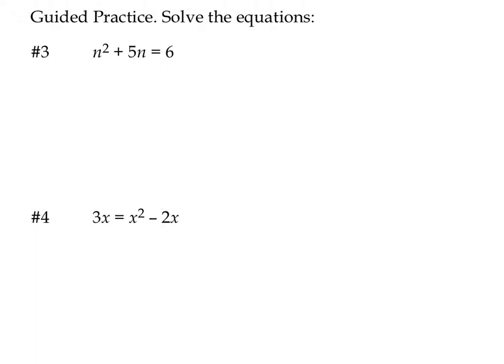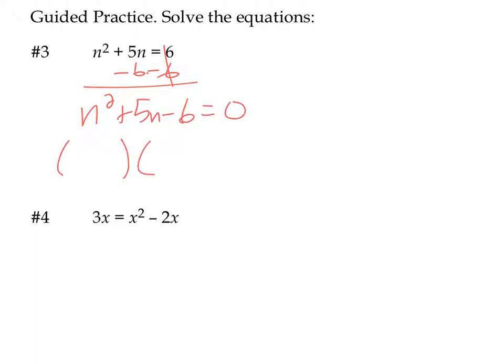In this first example, problem number 3 there, to be able to factor this, we need to get it set equal to 0. So we need to subtract 6 on both sides. When we do that, we'll have n squared plus 5n minus 6 equals 0. So now we need to factor this.